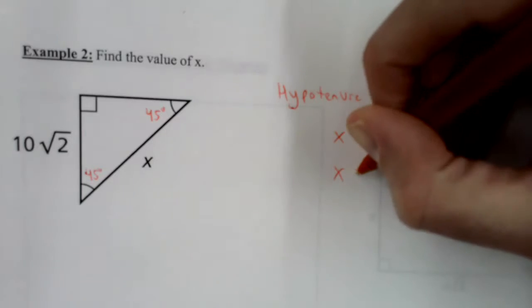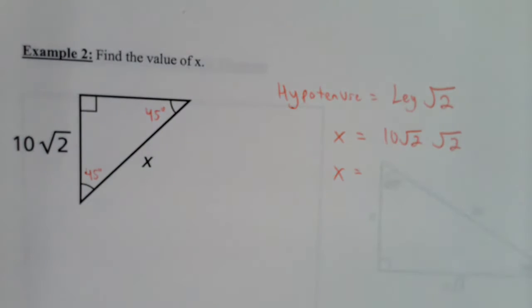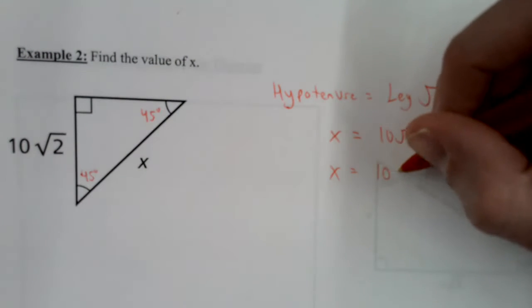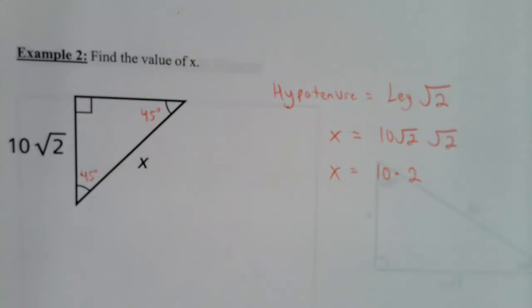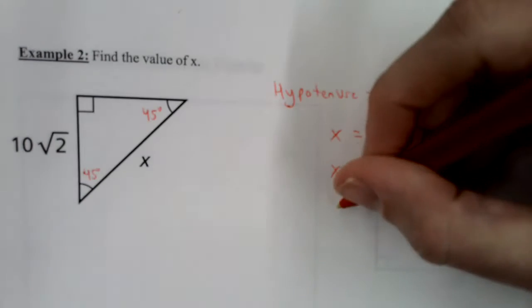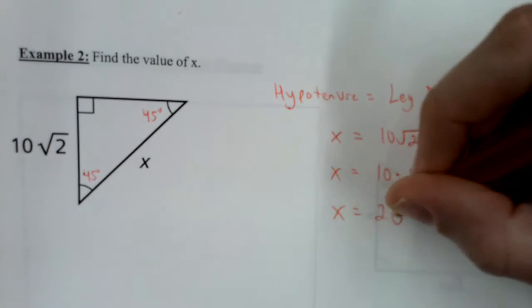And you should know what the square root of 2 times the square root of 2 is. Off the top of your head, it's just 2. The square root of any number times the square root of the same number is just the number without the square root. So the square root of 2 times the square root of 2 is 2. The square root of 7 times the square root of 7 is 7. The square root of 18 times the square root of 18 is 18, and so on. So 10 times 2 is 20.